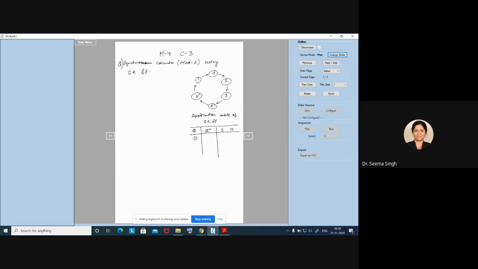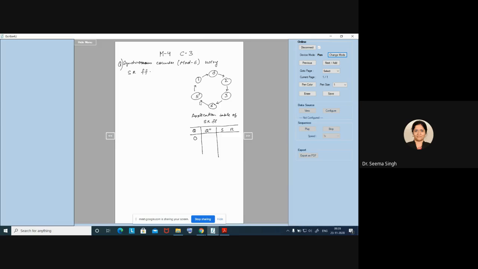Now we also have to understand the application table of SR flip-flop. Application table means what should be the input of the SR flip-flop to change the state from 0 to 1, 1 to 0, 0 to 0, or 1 to 1. Because I have one output Q and I have possibilities of two states, there will be 4 rows here.